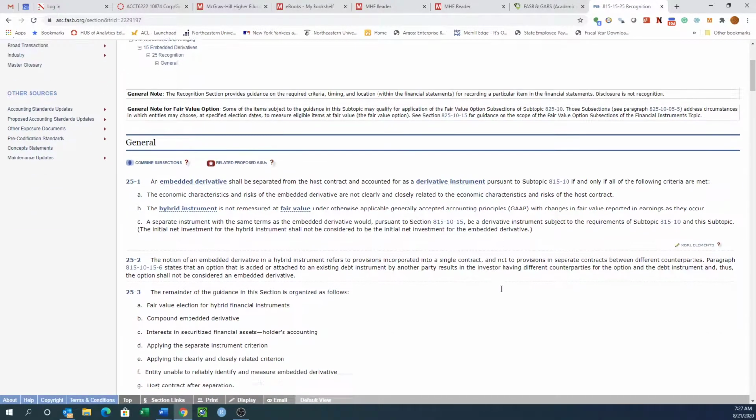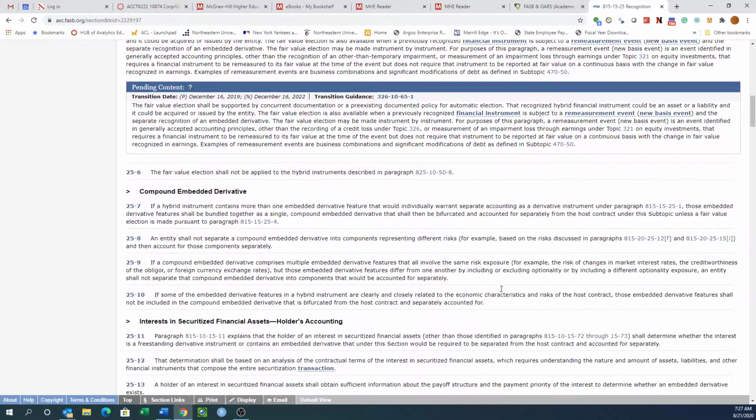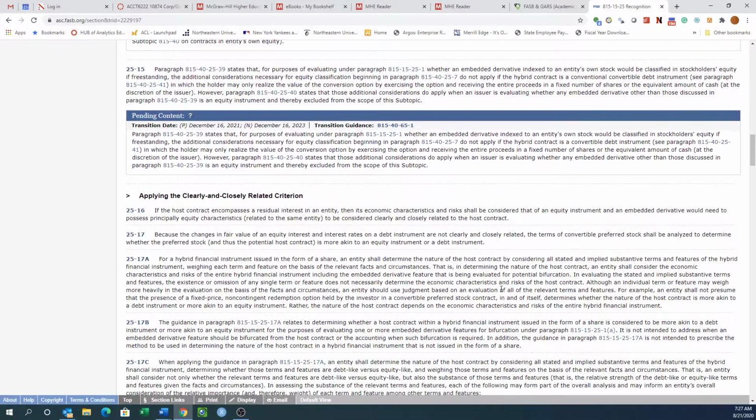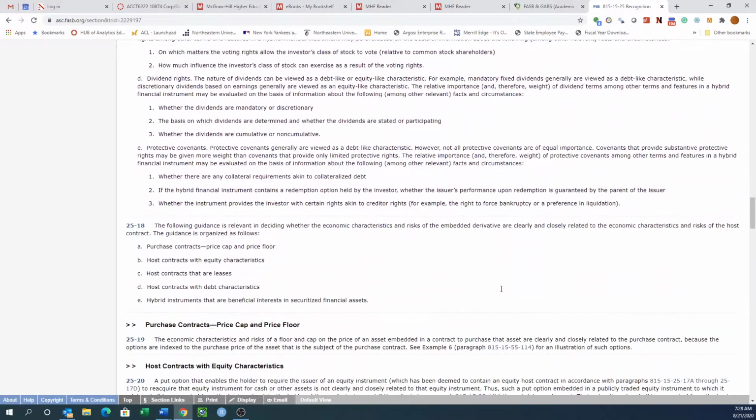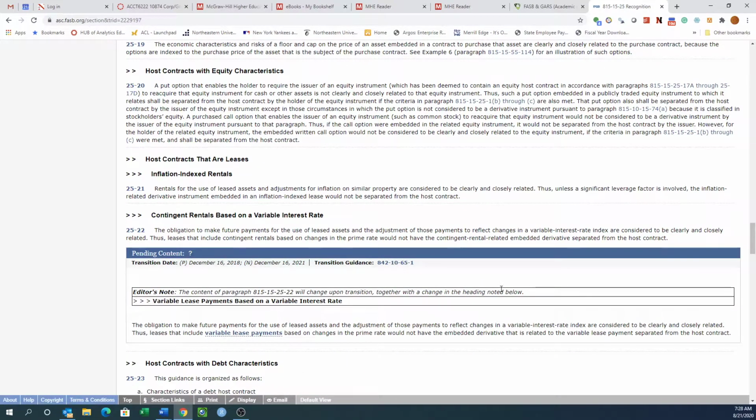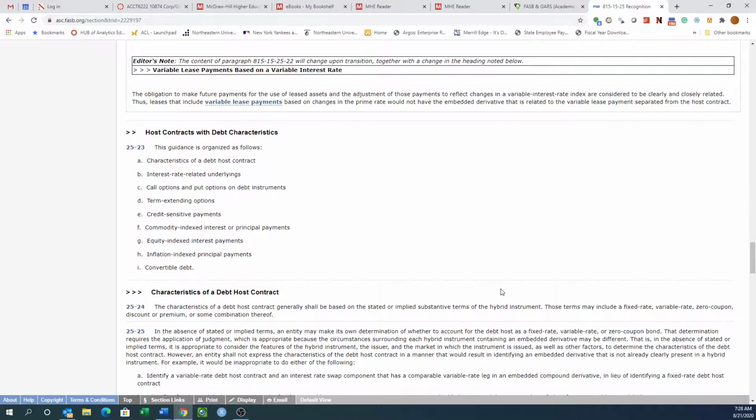And we're going to scroll down here a little bit, and we're going to chat about applying the clearly and closely related criterion. You should be reading this. And we're actually going to get into host contracts with debt characteristics. Okay? So these are the things that we want to be looking for, right? I'm going to focus our attention here on interest rate related underlyings.